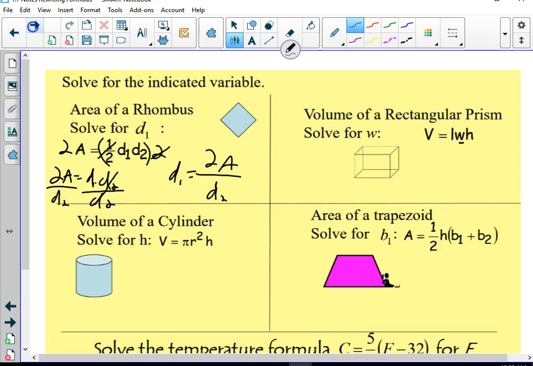I want to solve for W. What's attached to the W? L and H. How are they attached? How do you undo multiplication? L and H. Cancel, cancel. W is equal to volume over LH.